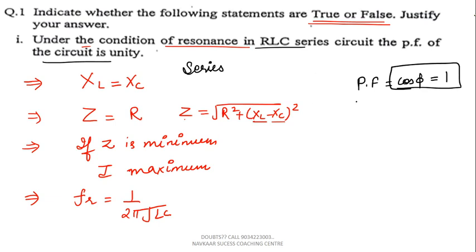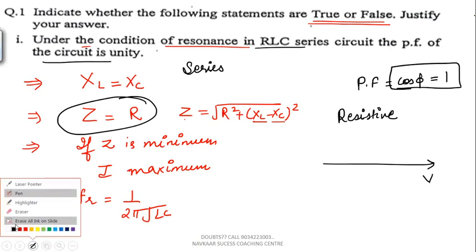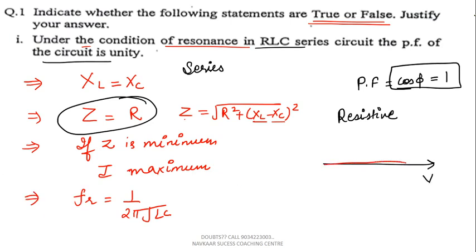See how? Because in the condition of resonance we have Z is equal to R. R means the resistive load, right? And in the resistive load we have voltage and current always in the same phase. Suppose we have voltage on the x-axis and we have current on the x-axis as well, because of the resistive load. So the angle between the voltage and current is how much? 0. So we put the value of 0 here. Cos 0 is how much? 1. So its answer is true, that power factor is unity.